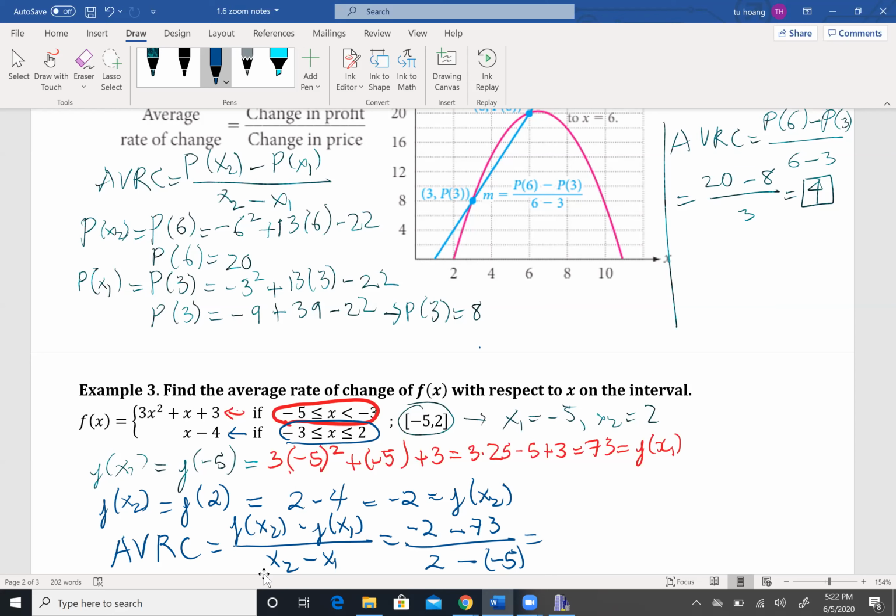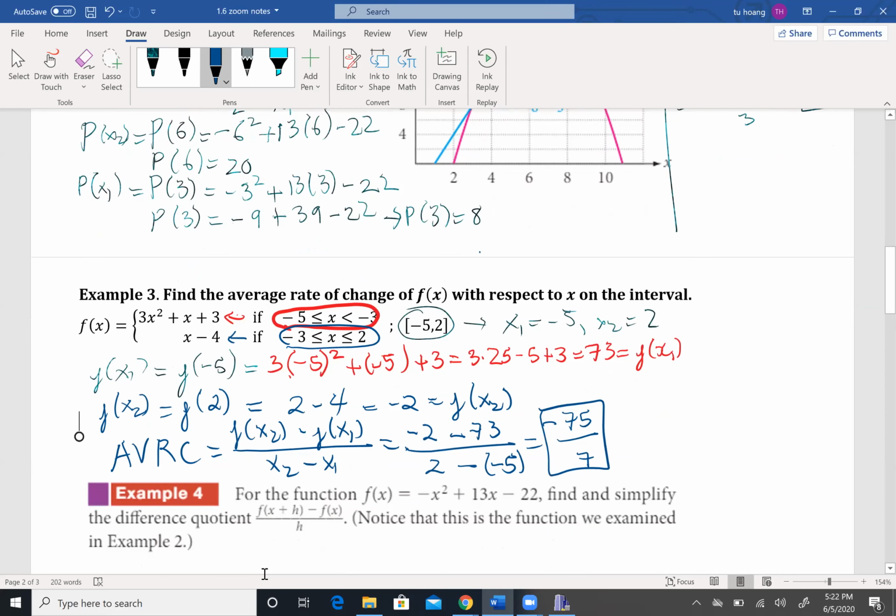Now you're going to have -75 over what? 2 plus 5 will become 7. So this should be the answer for the average rate of change. You can change it to a decimal, but I don't want to do that. Okay.